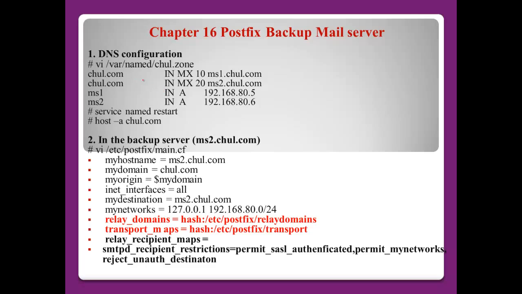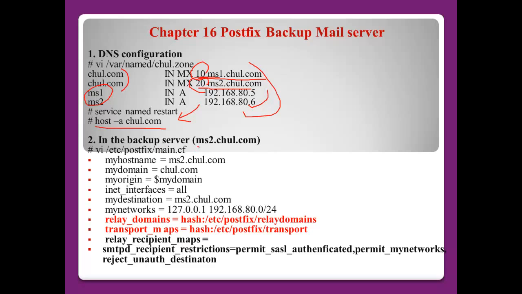Number one, in the DNS server, we have to configure like this. In my case, I'm using the domain name chal.com. There are two mail servers, ms1.chal.com and ms2.chal.com. This one is priority 10, and this one is priority 20. Priority 10 means this is the primary mail server, and priority 20 means this is the backup mail server. And these mail hosts have these IP addresses. Using this command, you can check this information.